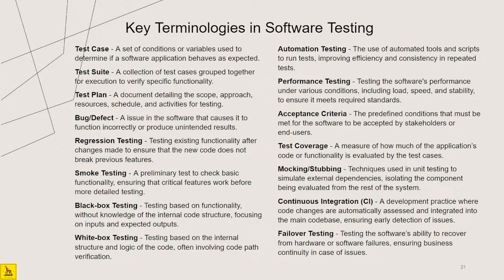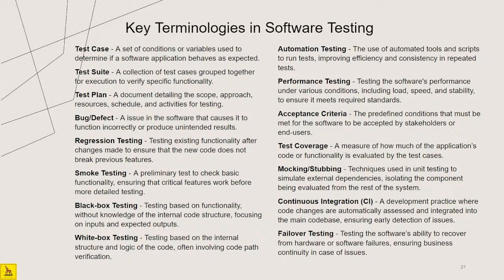We have automated testing, performance testing, acceptance criteria, and test coverage. Automated testing is use of automated tools to do our tests. We have performance testing. Test the software performs as expected, doesn't get overloaded, doesn't slow down, is more stable. Our acceptance criteria is what meets our requirements. And our test coverage measures how much the application or code functions is evaluated.